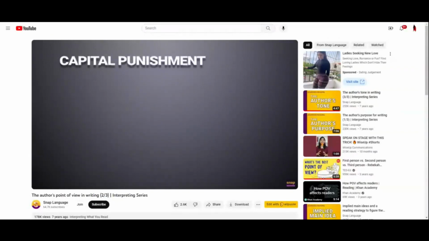For example, take a topic such as capital punishment. Some people are in favor, others are against capital punishment. As you read a passage about it, depending on the information the author gives you or focuses on, you can pretty much tell what the author's point of view is. So let's look at this.